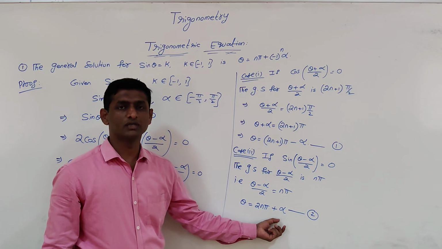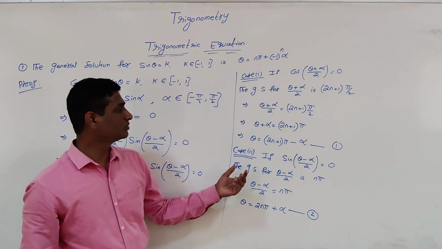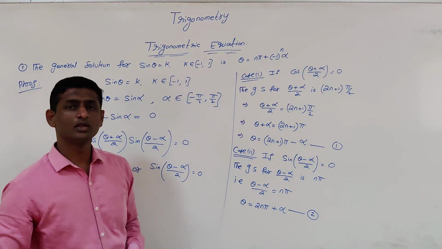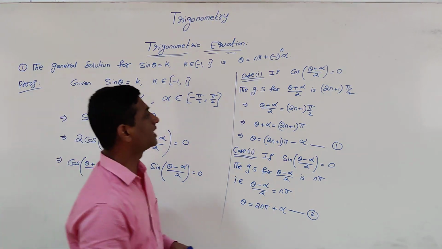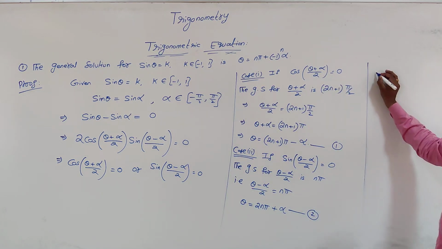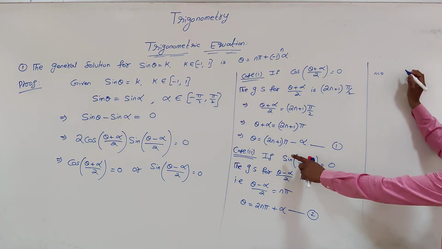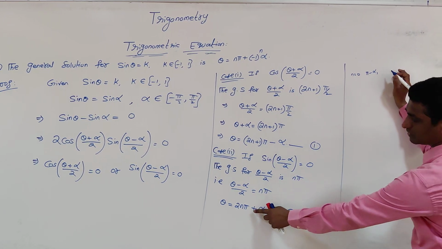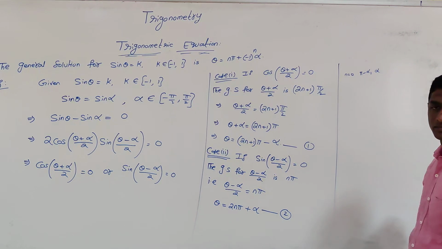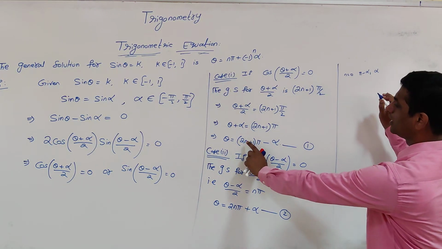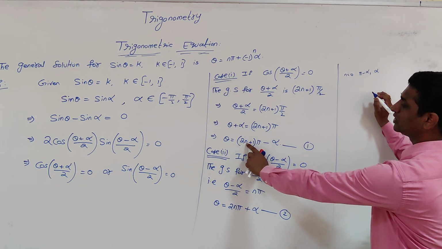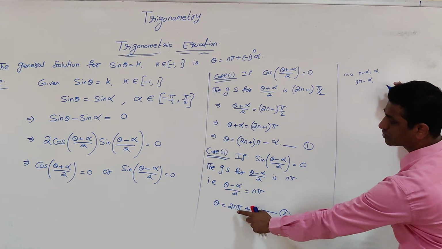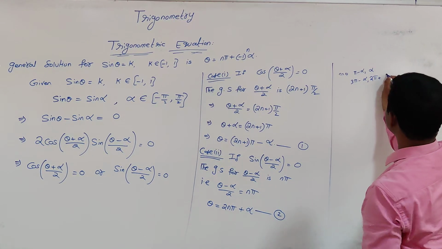This means we can find the values of theta as either odd multiples of pi minus alpha or even multiples of pi plus alpha. If we plug these in, for example, if n is equal to 0, what happens? It will be pi minus alpha and this will be alpha. If n is equal to 1, this will be 2 into 1 plus 1, means 3 pi minus alpha, and 2 pi plus alpha.